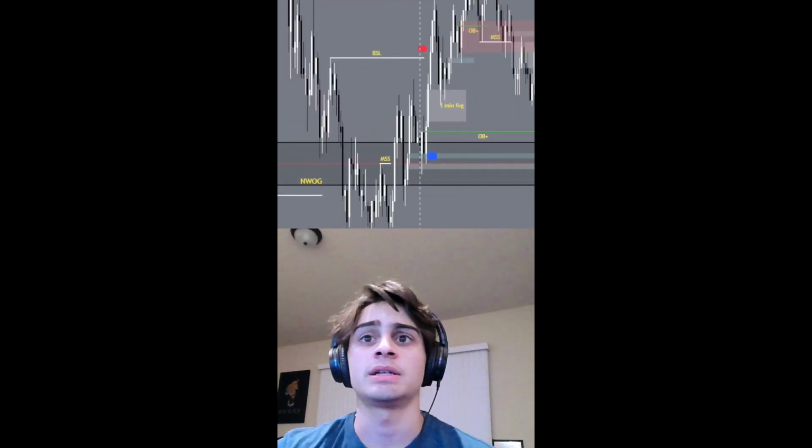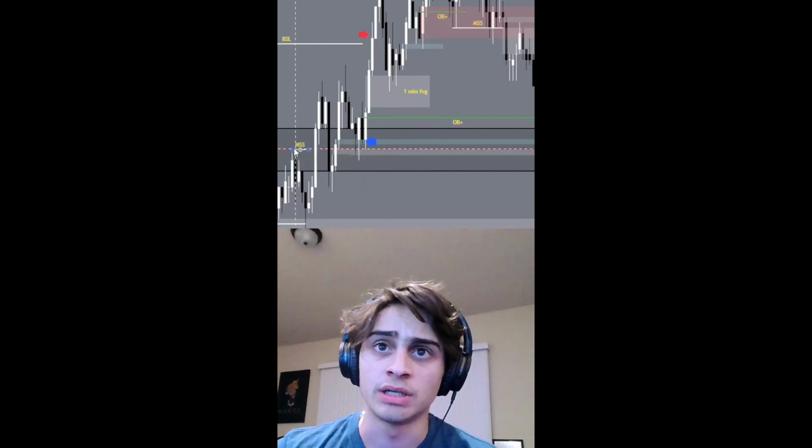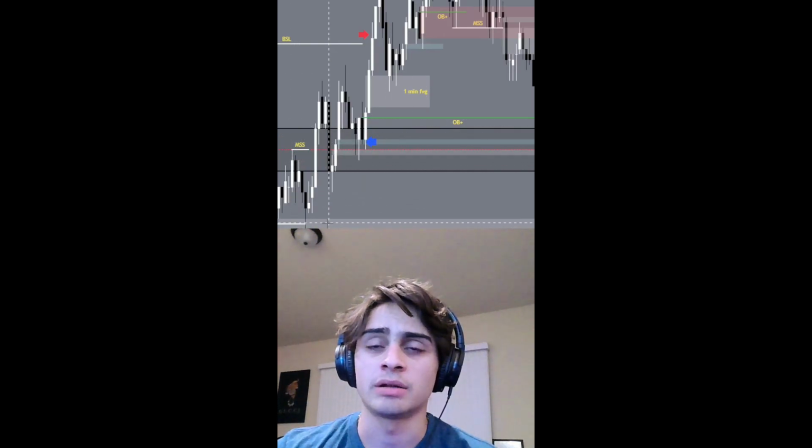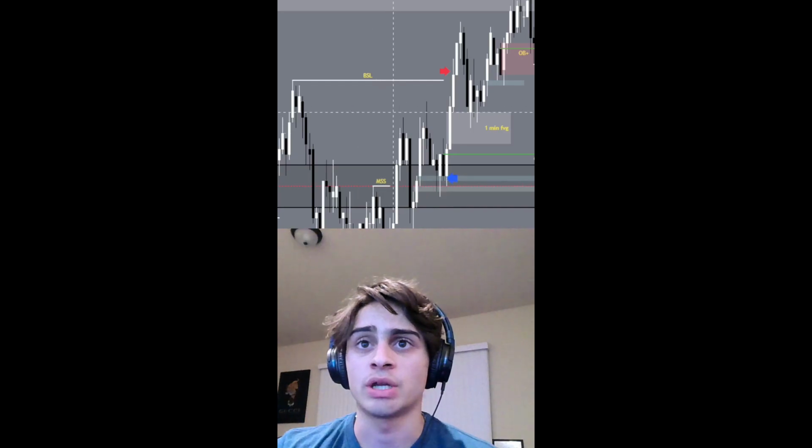Second thing I need to see is a market structure shift. We see that right here as we break structure to the upside. As you can see, we're consistently making lower lows and lower highs, whereas right here we make a higher high than this high right here after making a new low. So this is important to notice as we make that new high.